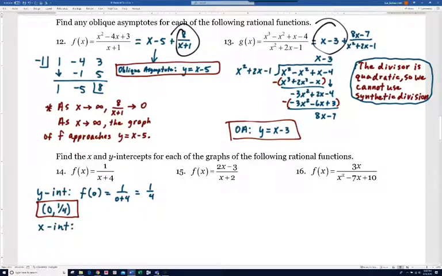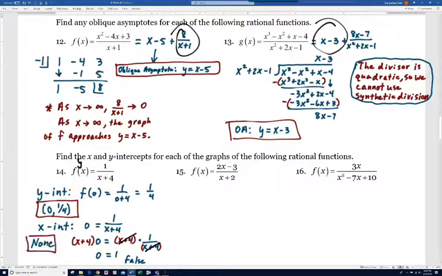To find the x-intercept, remember f of x is just another name for y. So we're going to have 0 equals 1 over x plus 4. To solve this equation, I'm going to multiply by the LCD here, x plus 4. On the left, we get 0. And on the right, notice the x plus 4's cancel, and we get 1. Now that's a false statement, which would indicate there is no solution to this, and so there isn't going to be an x-intercept.